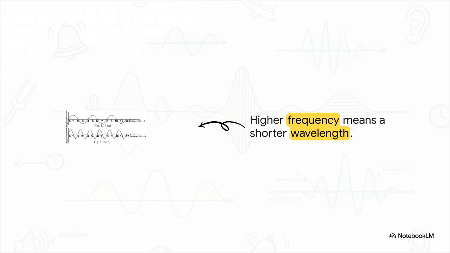Now, what do you think happens if we really speed up those vibrations? By comparing these two wave graphs, you can actually see a super important rule playing out. The wave on the bottom has a much higher frequency, meaning it packs way more wave cycles into the exact same 12-meter stretch. And look what happens to the wavelength. It shrinks, right? So here's the golden rule. A higher frequency means a shorter wavelength. They have an inverse relationship.